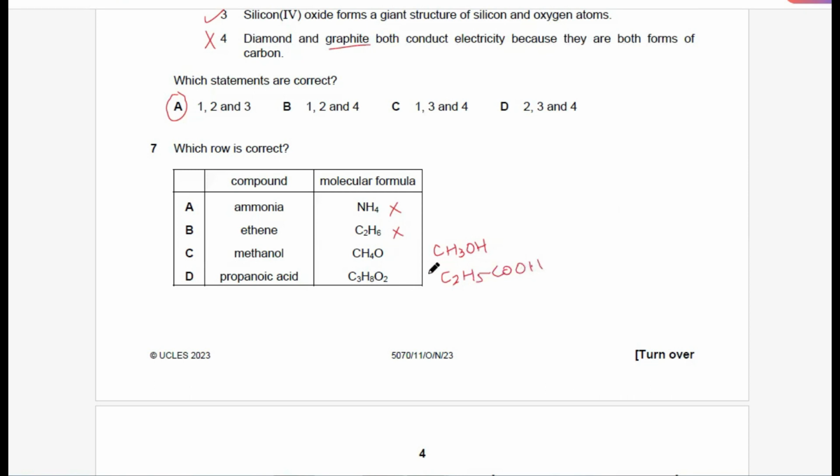Now we have to check. Carbon 3, hydrogen 6. This one is not correct. Carbon 1, hydrogen 4, and O. So C is the right answer.